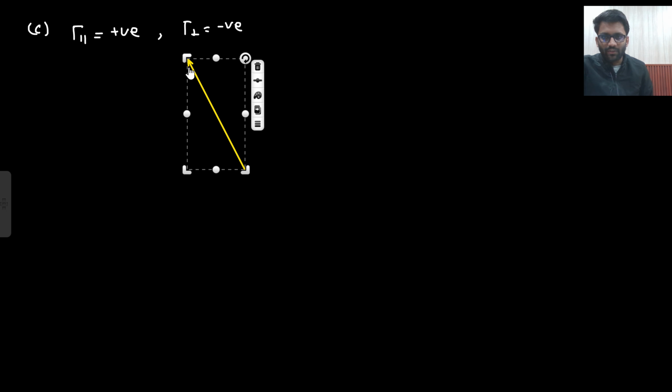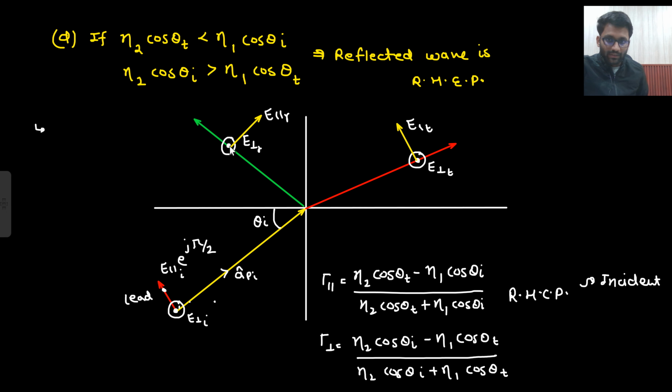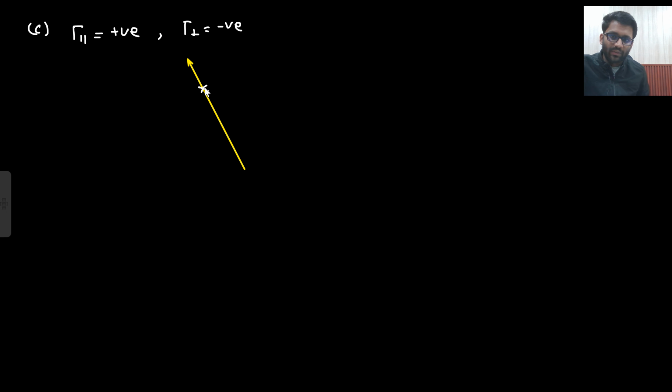So this is my direction of wave propagation. Who is changing? Gamma perpendicular. Gamma perpendicular is negative. That means we assumed it to be coming towards us, but actually it is going down. This is the perpendicular component. And what about the parallel component? The parallel component remains there only.